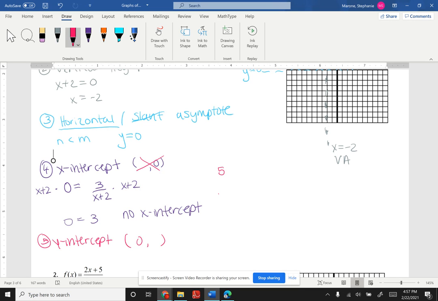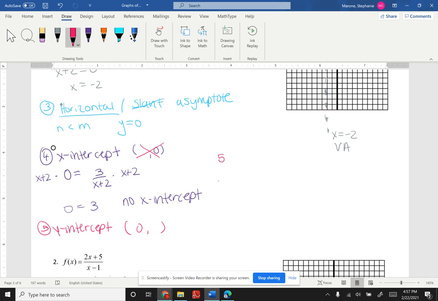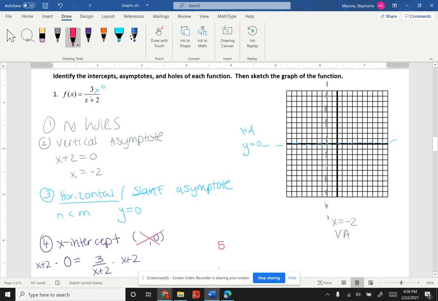If we substitute x is 0, I get 3 over 0 plus 2, which is 3/2, which we can write as 1.5. When we're graphing, I would write it as a decimal. So (0, 1.5) is the y-intercept.